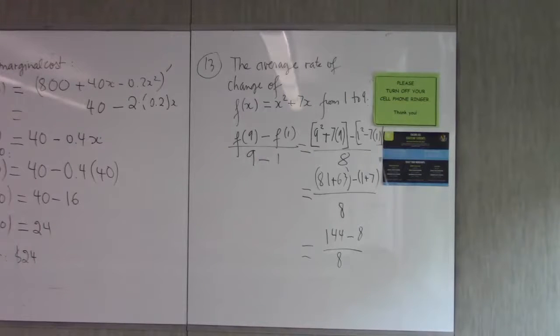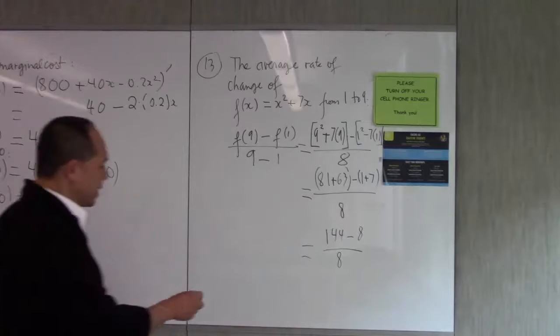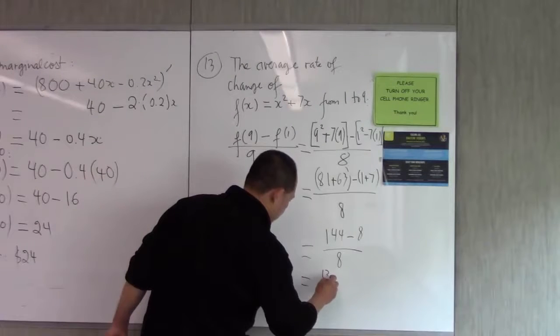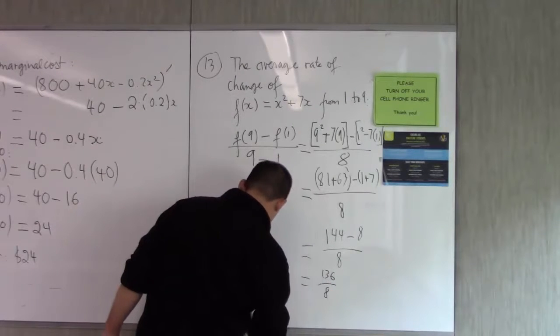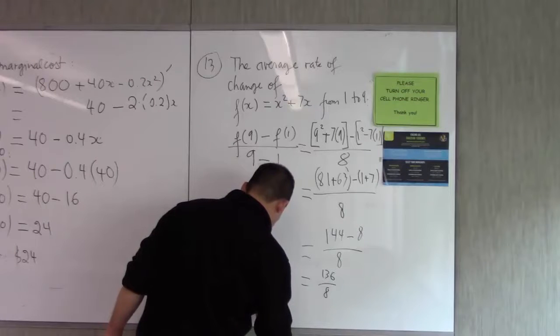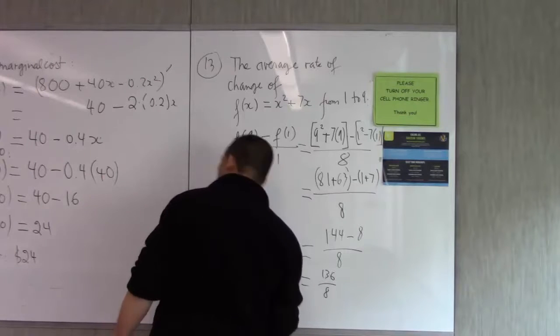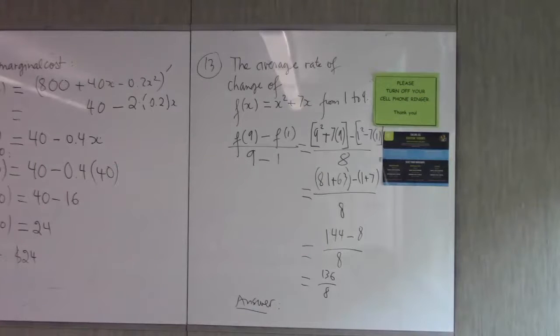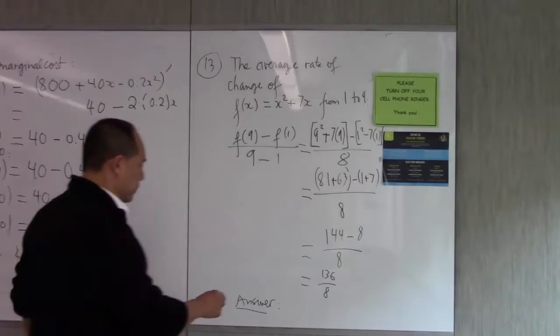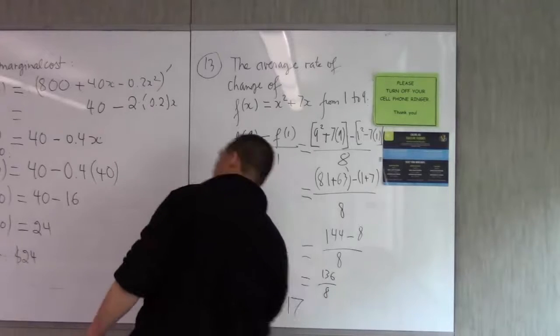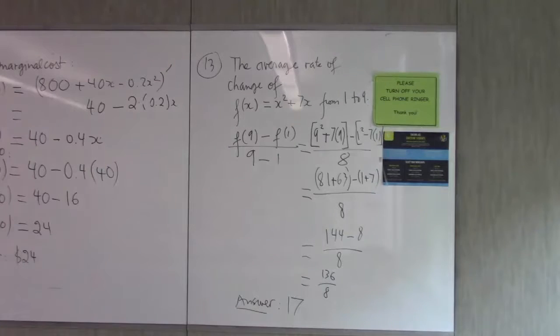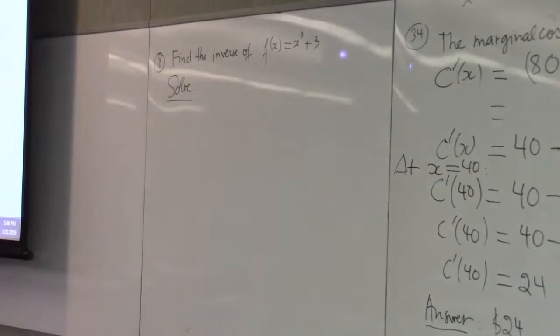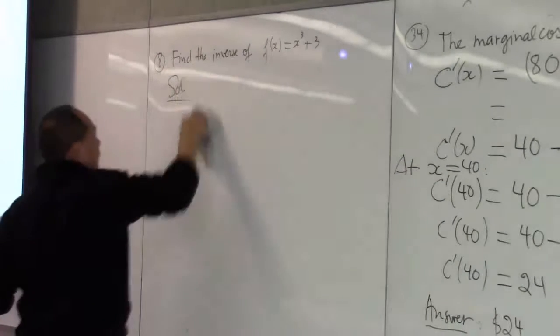So you have 136 over 8. Okay, so you can have the answer here. The answer is 17. Okay, so now you can write the solution.